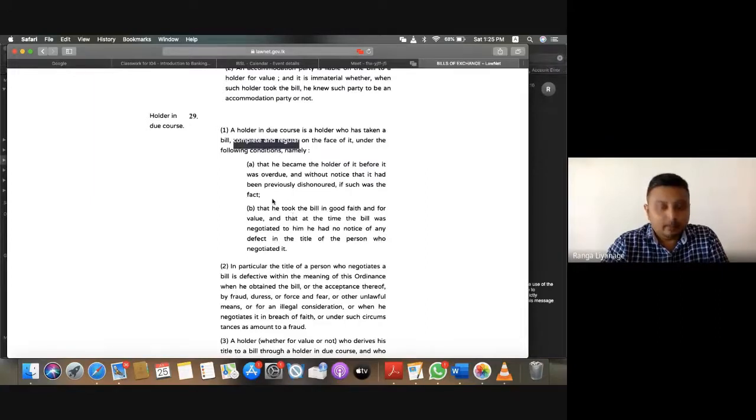Right? Complete and regular. And here, the condition is that he became the holder of it before it was overdue. What do you mean by that? An overdue bill ceases to be negotiable and may be transferred only subject to the defects affecting it at maturity, before it was overdue. Section 36(2).